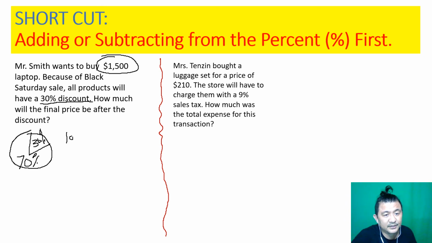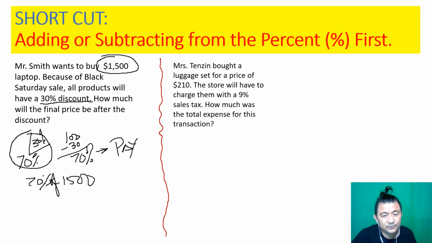So 100 minus the 30 is 70%. This is what you will pay, right? Because there's a discount. You're not paying the whole 100%. So what do I do? 70% of 1,500. So what do I do with the decimal? To the left, to the left. So that becomes 0.70 times 1,500. So 0.70 times 1,500 in your calculator, it will give you 1,050. It's the same with our previous answer, right?